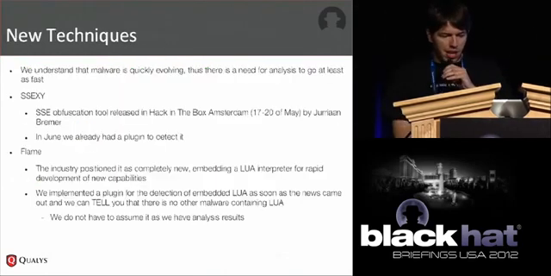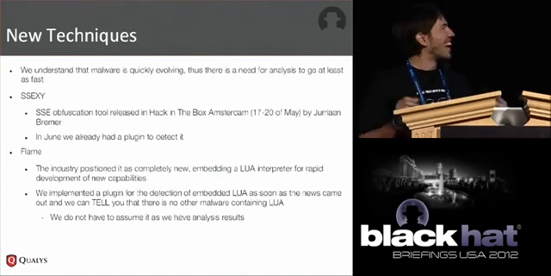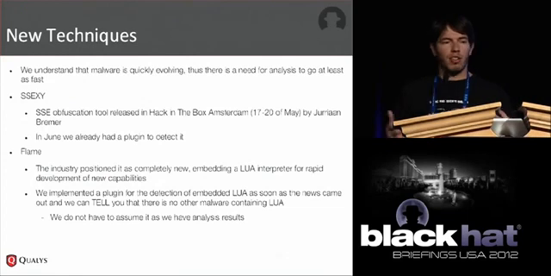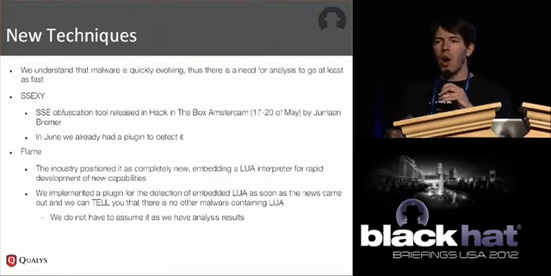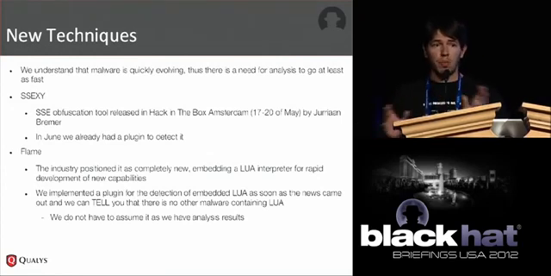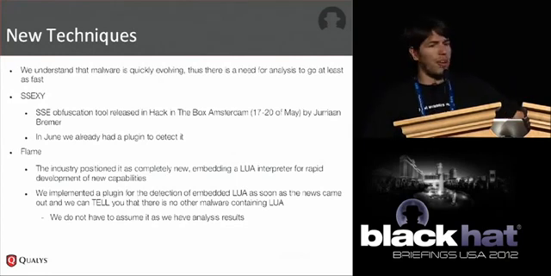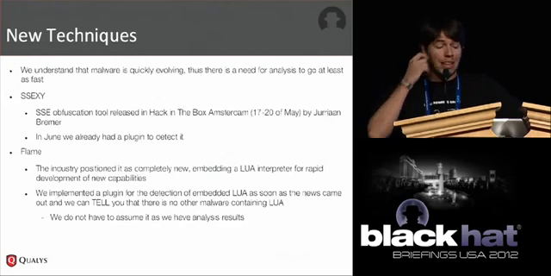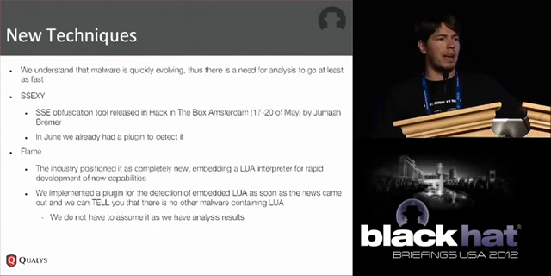So, so far, I guess you understand there's a lot of data in this research. We understand that it's important to keep up with what the malware authors are doing, and we know that's an ongoing challenge. It's going to be very difficult to do that, right? So we wanted to give some examples. For example, a researcher called Julian released a tool called S-Sexy at Hack in the Box Amsterdam on the 20th of May, okay? And in June, we already had a detection mechanism for it.